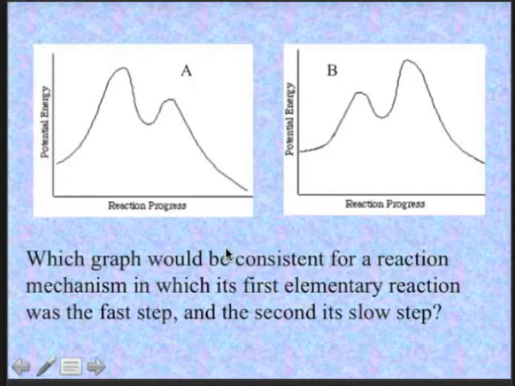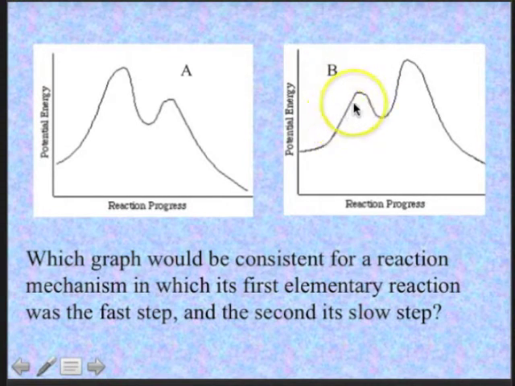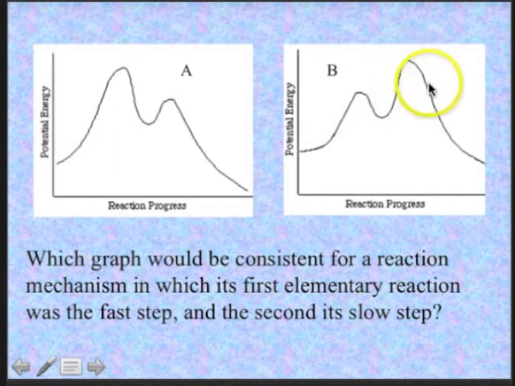So here's a couple of examples. Which graph do you think would be consistent for a reaction in which the first elementary step was the fast step, and the second is the slow step? Well, if you chose B, you'd be right, because it has a lower activation energy. That would be the fast step. The second one would be the slow step, because it has a higher activation energy.